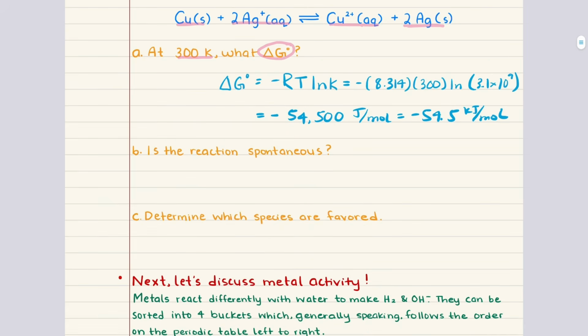Part B asks whether the reaction is spontaneous as it's written. Because the standard free energy change is negative, the reaction is spontaneous under standard conditions in the forward direction.